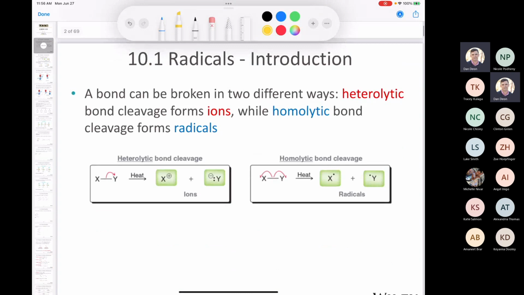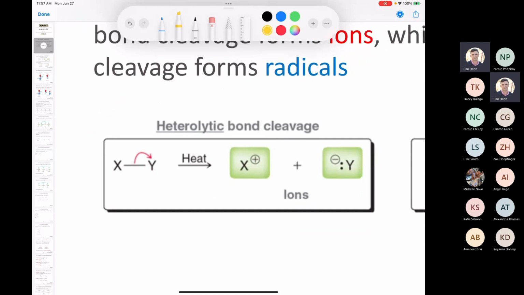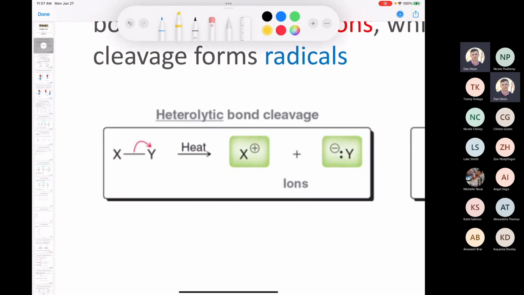Let's see here. Radicals, a bond. If we have a bond between two atoms, it can be broken in two different ways. One way is a heterolytic cleavage, and that forms ions. The other way that it can be broken is homolytically. And when we break a bond using homolytic bond cleavage, we end up with a pair of radicals. So let's take a look here.